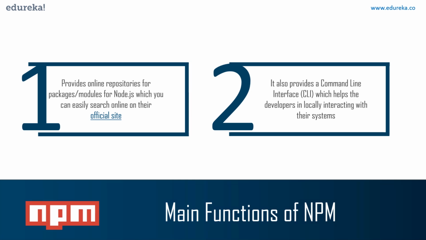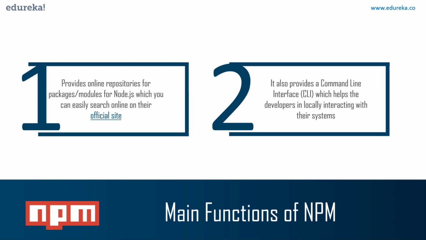Now what is a CLI? Command line interface. So it provides a command line utility, or you can say it provides a command line interface, which helps the developers in locally interacting with their system, which means that NPM and Node.js provide a command line utility so that the developers can install the Node.js packages. They can do version management, they can do dependency management of the Node.js packages.